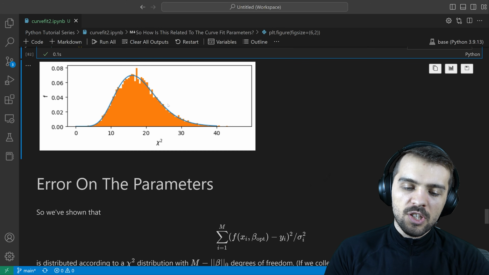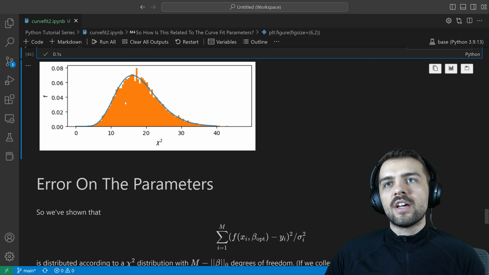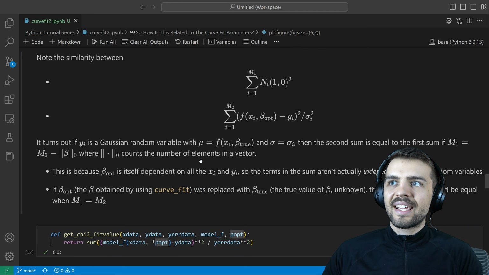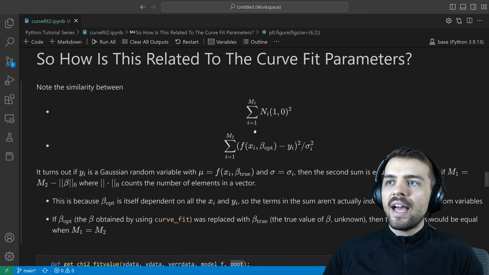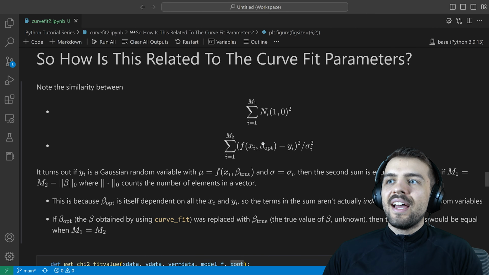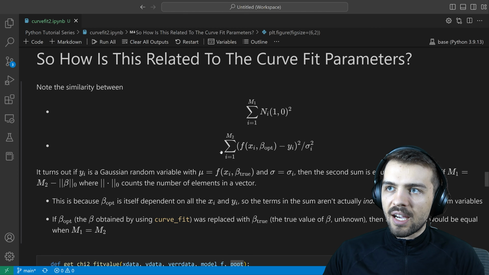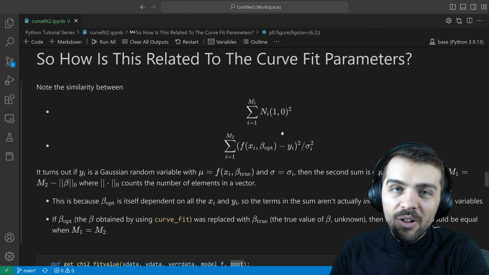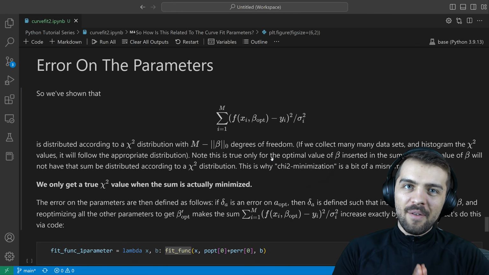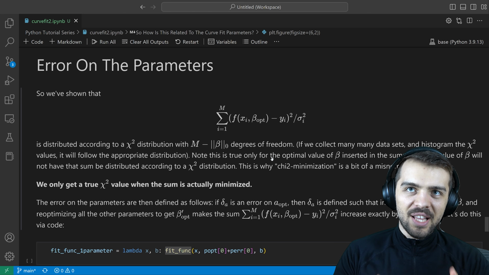So sure enough, if I run this experiment many times, computing a chi-squared value each time, I get chi-squared values that are distributed according to the chi-squared distribution. Rather, a better way to phrase that is I get values of this sum here, and I've shown that if I compute this sum here for many different collections of data sets, this sum is distributed according to a chi-squared distribution. So often we call this the chi-squared value. The reason why we call it the chi-squared value is because we know it's distributed according to a chi-squared distribution. So again, we haven't talked about the error on the parameters, but everything we're doing up to this point is to build to that discussion.